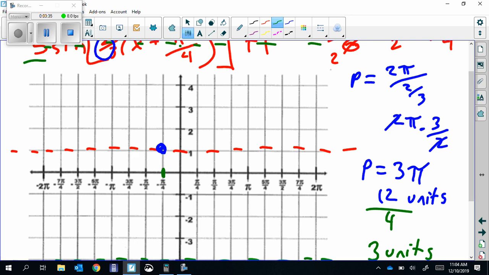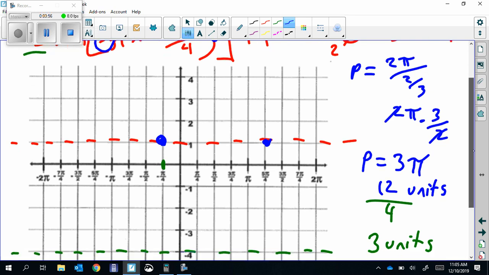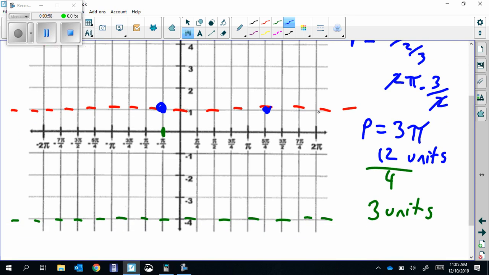So our first one's right here. Our next one is positive sine, so it's going up. So our next one's going to be 3 units, 1, 2, 3, and it's going to be up at the top. Then we're going to go 3 more units, 1, 2, 3, and we're going to be back at the middle. We're going to go 3 more units, and we'll be down at the bottom. 1, 2, 3, now we're down at the bottom.